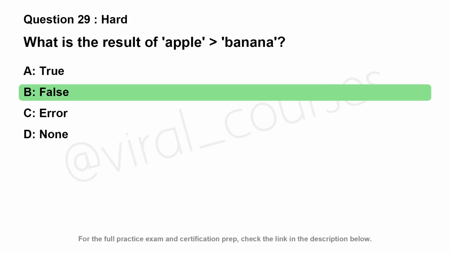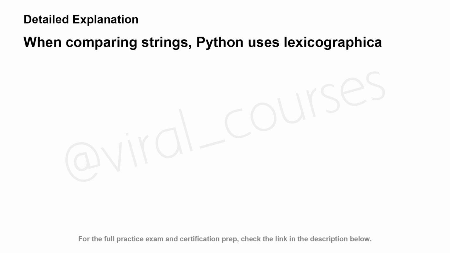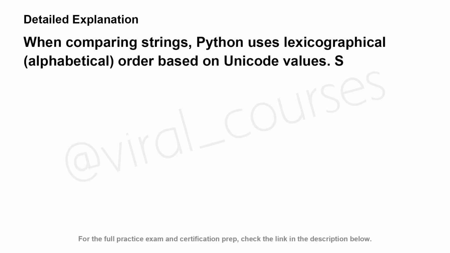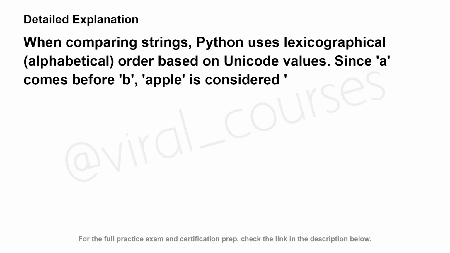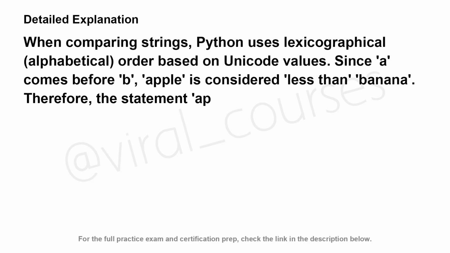The correct answer is B. When comparing strings, Python uses lexicographical, alphabetical, order based on Unicode values. Since A comes before B, apple is considered less than banana. Therefore, the statement 'apple' > 'banana' is false.